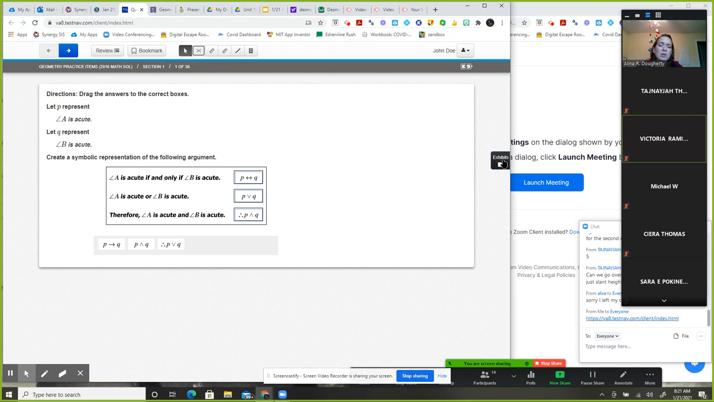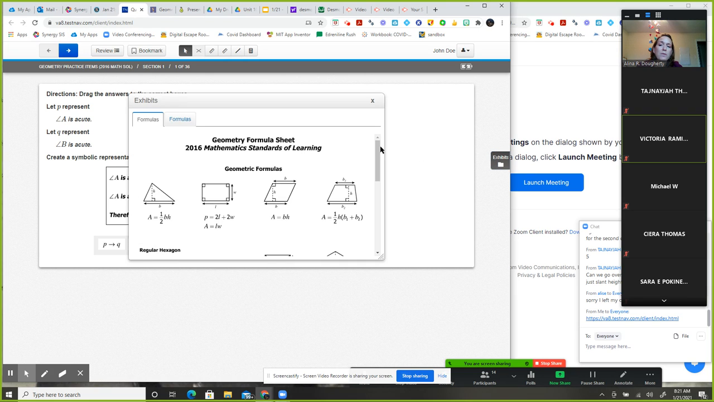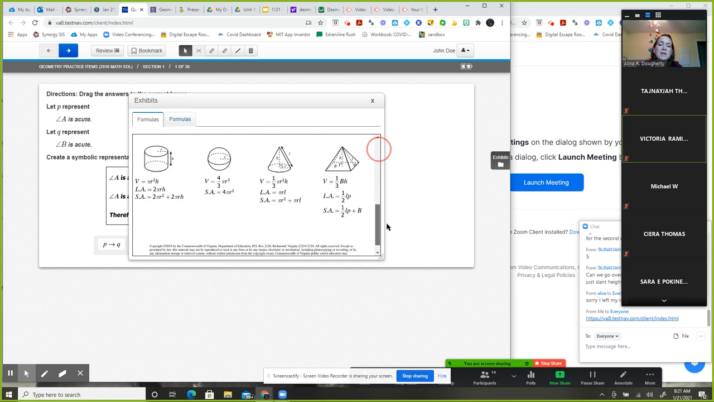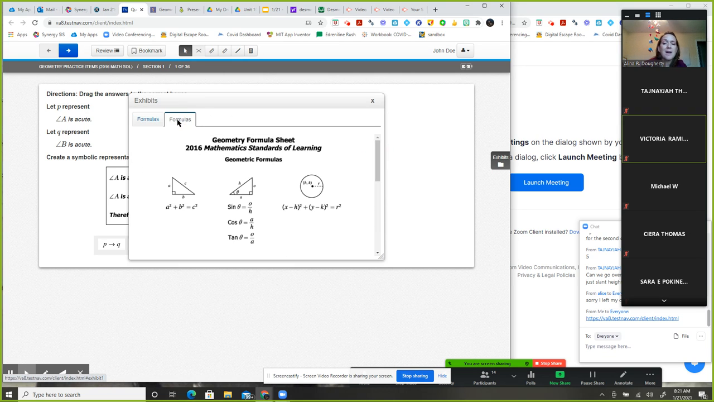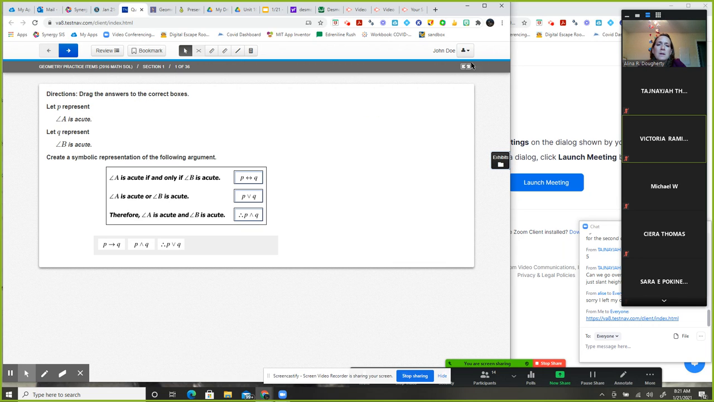In the exhibits over here on the right, that's where you'll find your formula sheet. The formula sheet is 2 pages. In order to get to the second page, you've got to look at that second tab. That's where your circle formula, your trig functions, and your Pythagorean theorem are. So make sure you know that that second page is here and you find your formula sheet over here in exhibits. In order to go to the next question, you're just going to click this blue arrow.